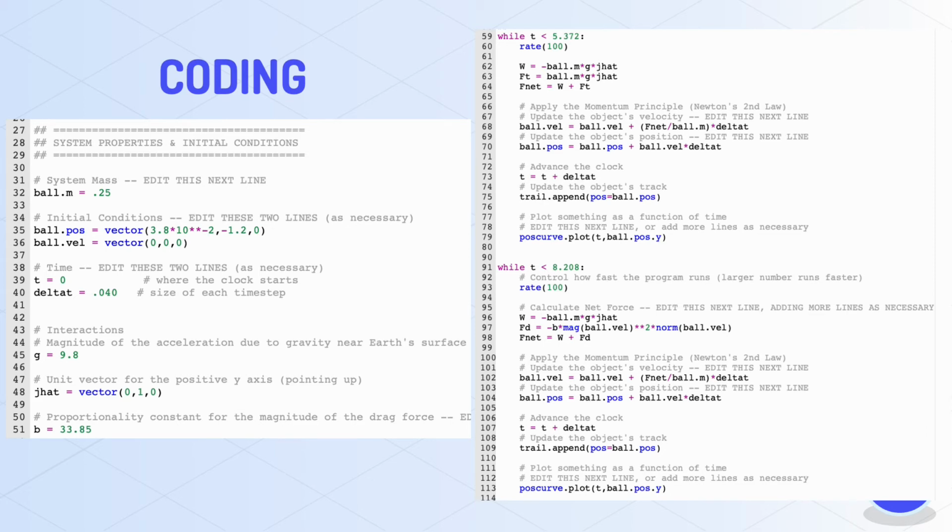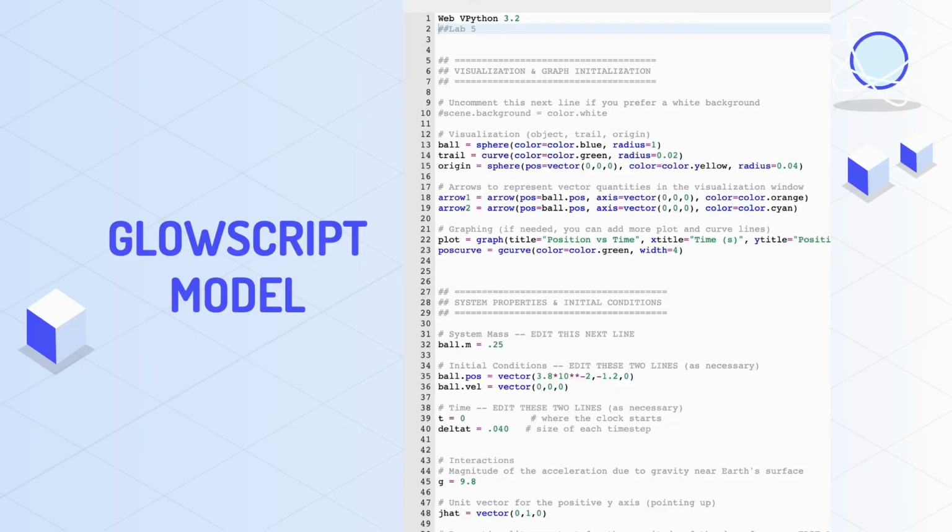Simulation Part 2. This loop runs until the last observation on Tracker. In this portion, drag force is included because the bottom of the slinky is moving downwards. The net force during this time includes the force of gravity and the force of drag. Here is my GlowScript model.